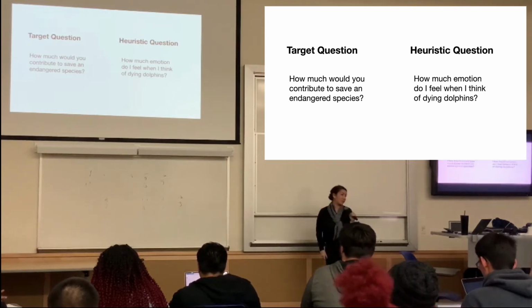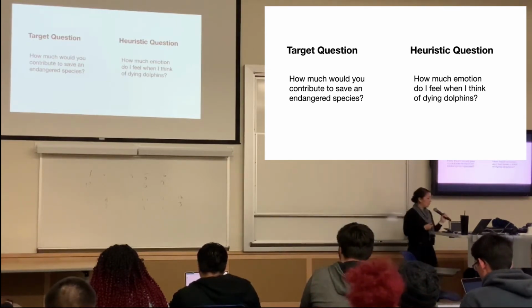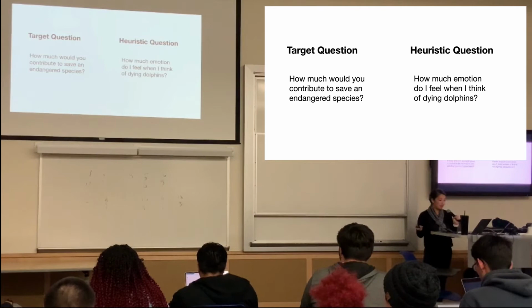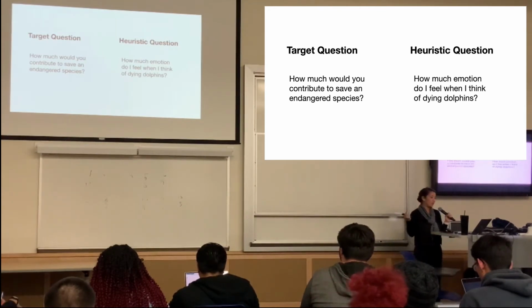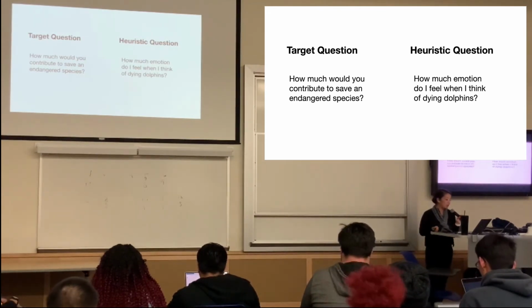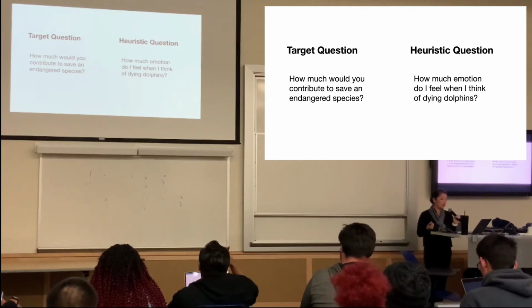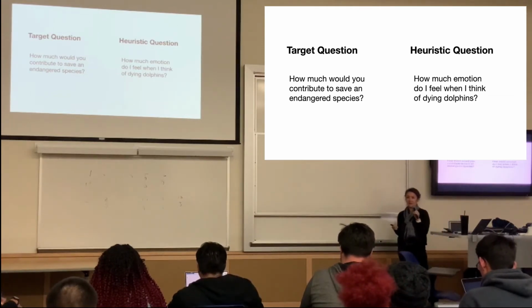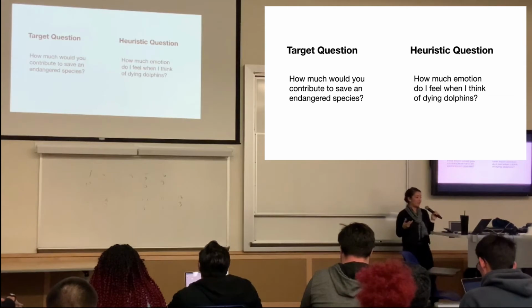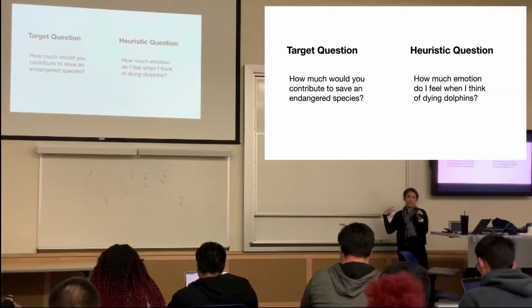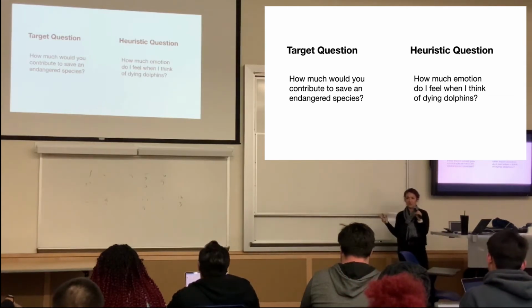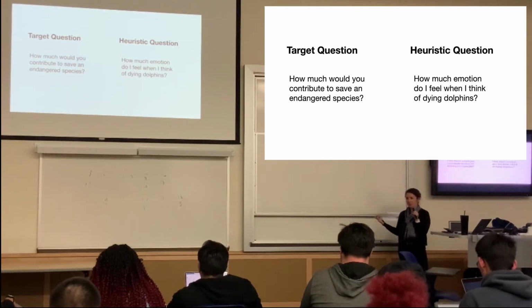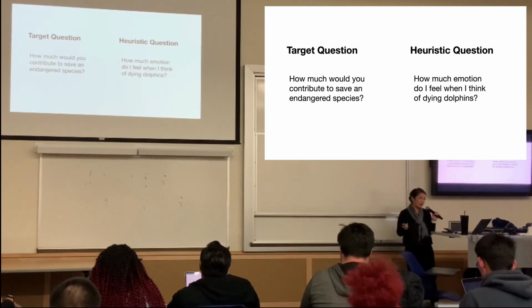So if we had a target question, such as, how much would you contribute to save an endangered species? We substitute it for an easier heuristic question, such as, how much emotion do you feel when you think about dying dolphins? We take something hard, like thinking about a numeric calculation, and we swap it for just an emotion. How do you feel about dying dolphins?